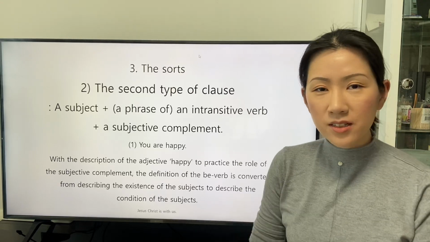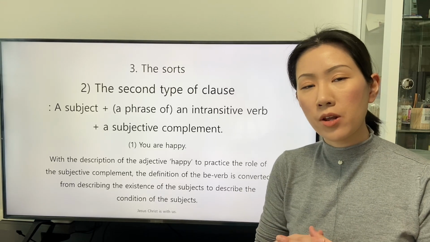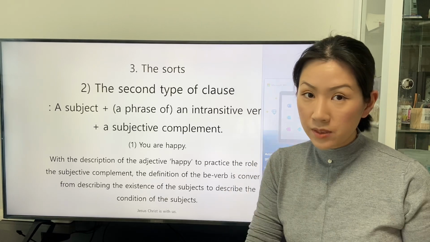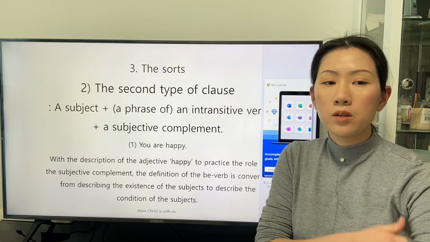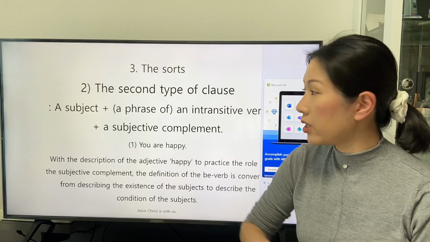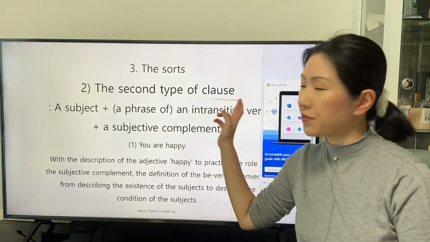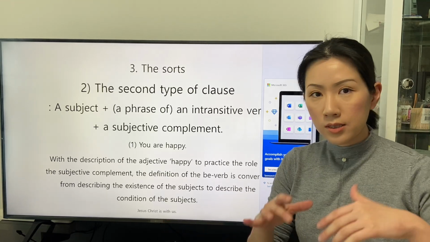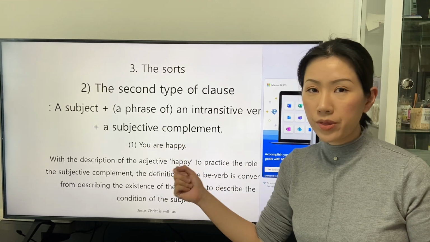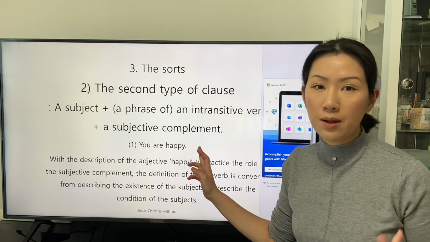Good morning. Today we will continue to study the classification of the clauses into the 5 types. We studied the second type of clause previously. We will start to study the second type of clause with an example.